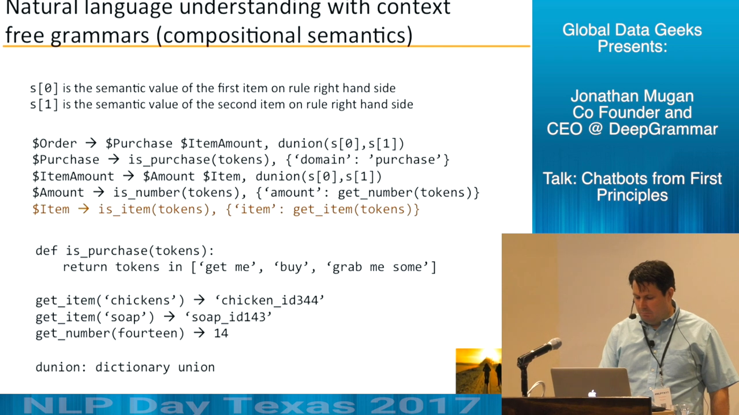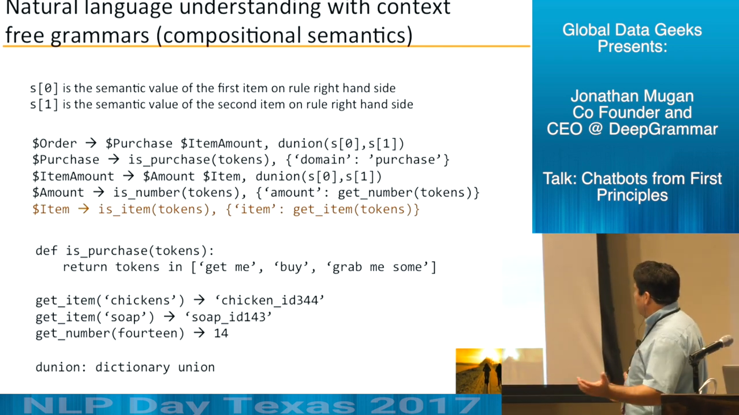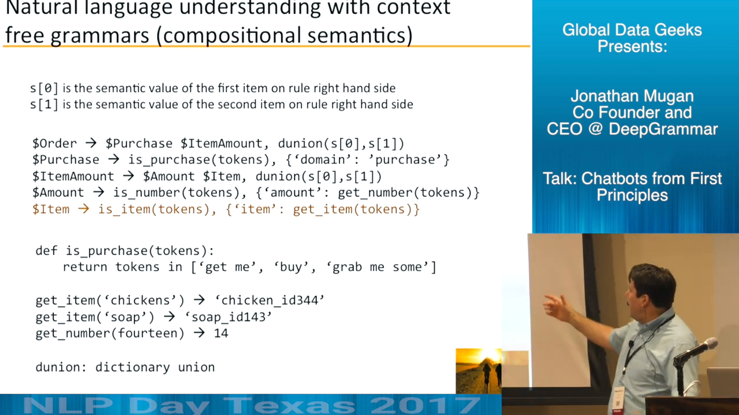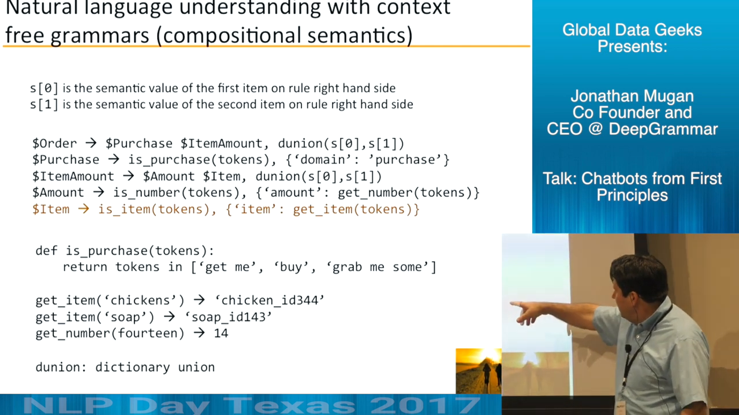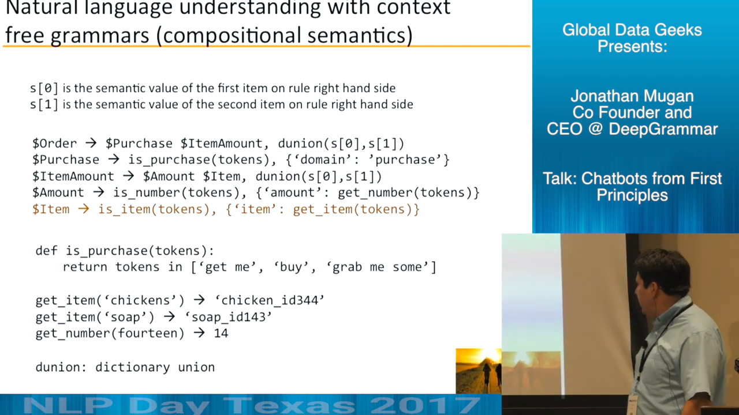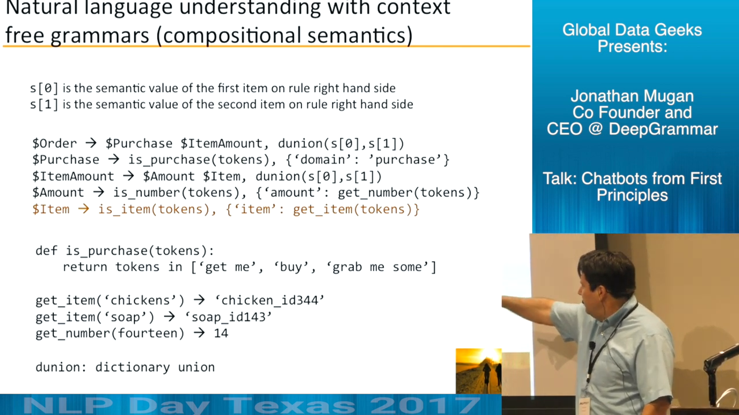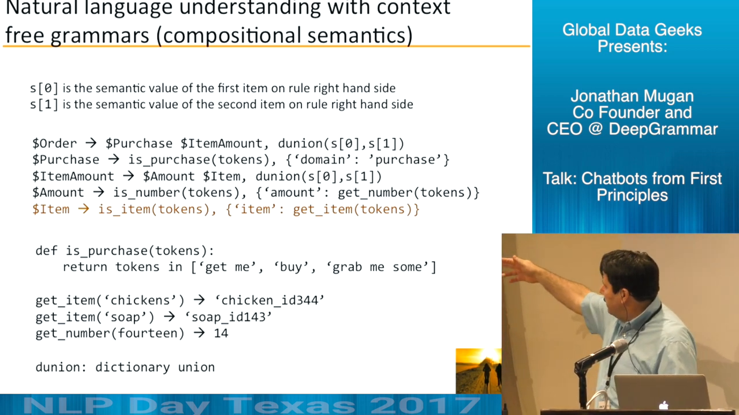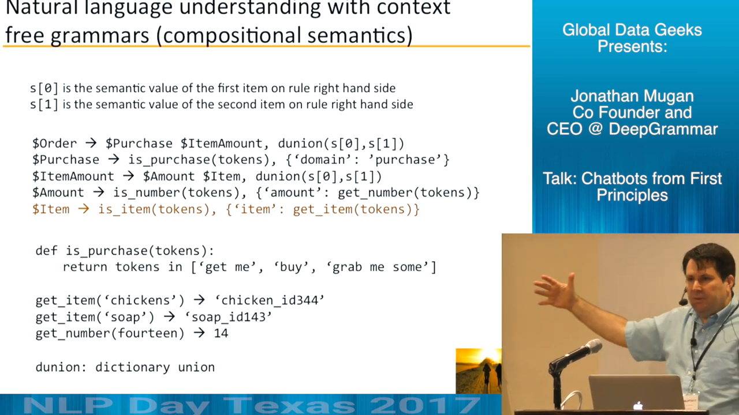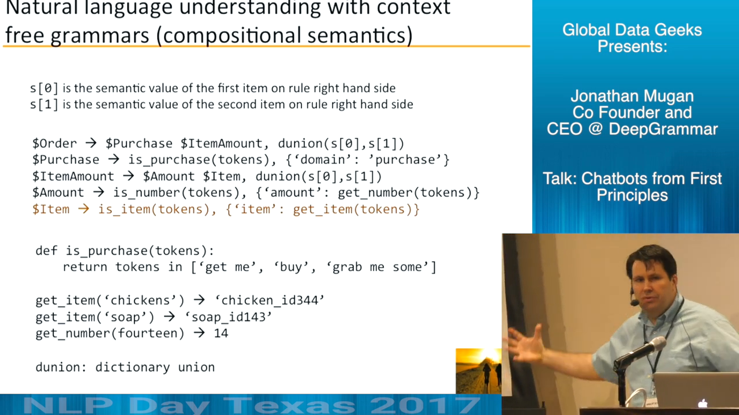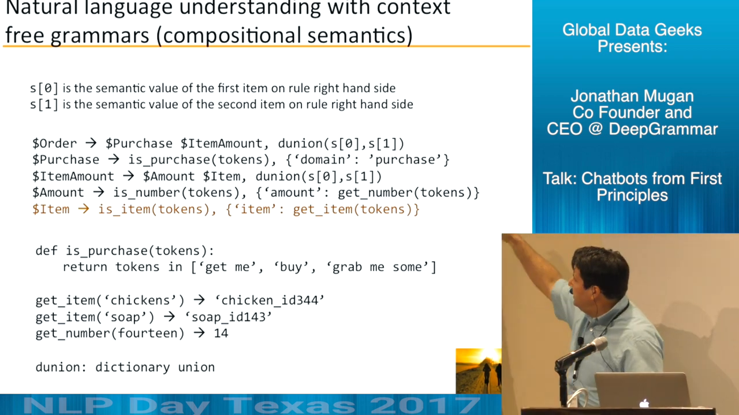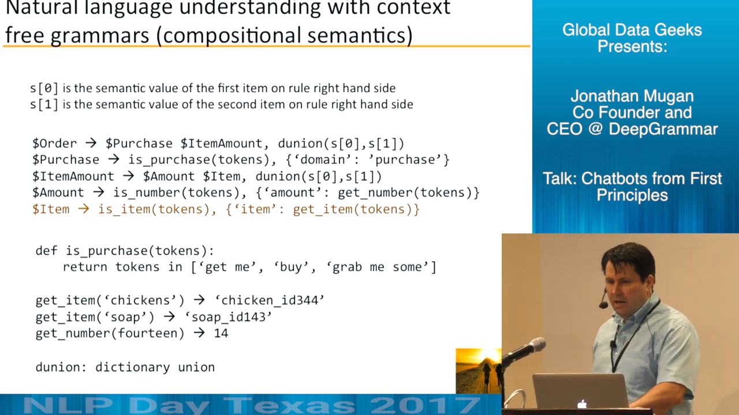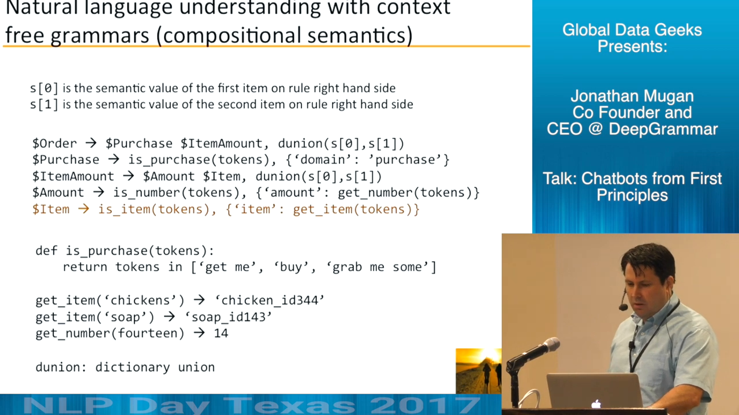And finally, we have item. So is this something that is in our database that, if it's Amazon Alexa or whatever, can buy? And then you have this function get item. If someone says chickens, it just maps it to ID 344. This could be a complicated function. It may return nothing if it's not an item it has, but that's what we have here. And so you parse the text with this, and this union propagates up, and you end up with this dictionary that then can be fed to a computer, and the computer can actually do what you want. And so this is actually how these things work.